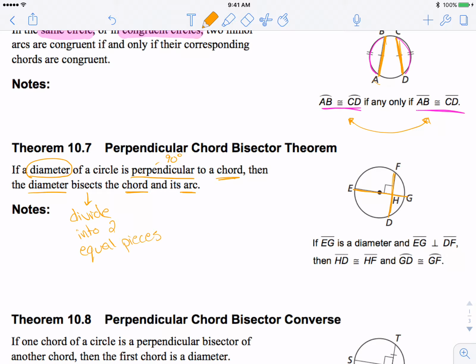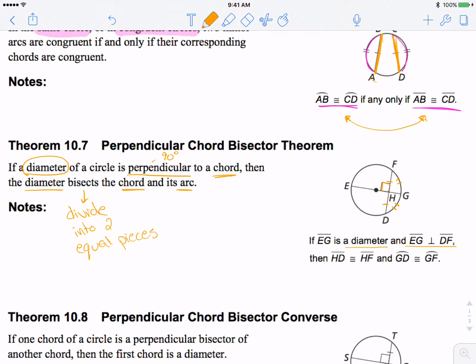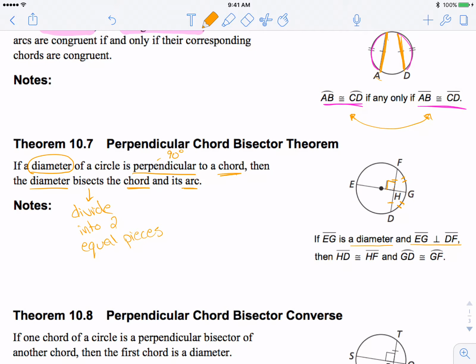So here I have a diameter that's perpendicular to a chord. Since I know that's 90 degrees, I know that the distance from F to H is congruent to H to D, and I know the arc from F to G is congruent to G to D. Again, it has to be a diameter and perpendicular. If I know it's a diameter perpendicular to a chord, then I know the two pieces of the chord are congruent and the two pieces of the arc are congruent.